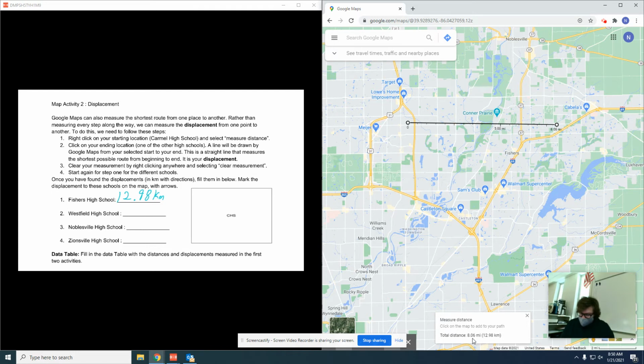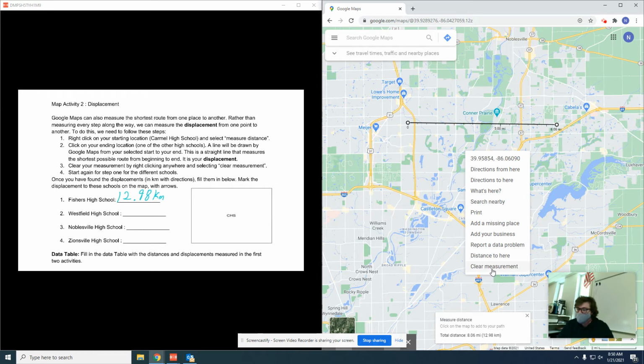And then if I was ready to move on, I could right-click and hit Clear Measurement, and then I could reset it to find the other three values. However, once we found our displacement in kilometers, we want to fill in our displacements, and then we want to mark them on our little map.